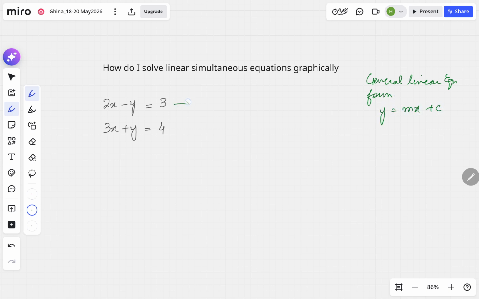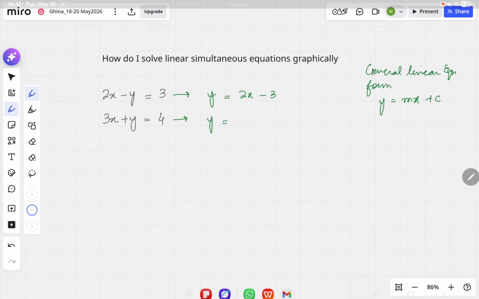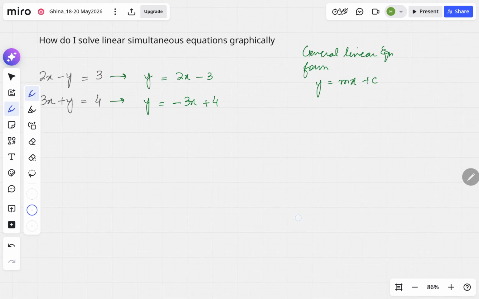It is y equals mx plus c. First of all, we will convert both of these equations to the general form, and it will become y equals 2x minus 3, and the second equation will become y equals minus 3x plus 4.